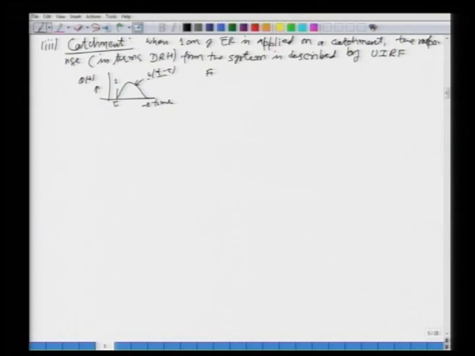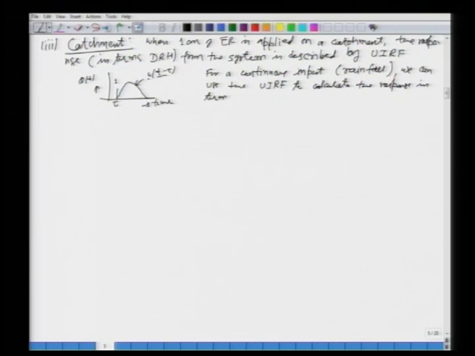For a continuous input, which is your rainfall, we can use the unit impulse response function to calculate the response in terms of the DRH. Well, how do we do that?